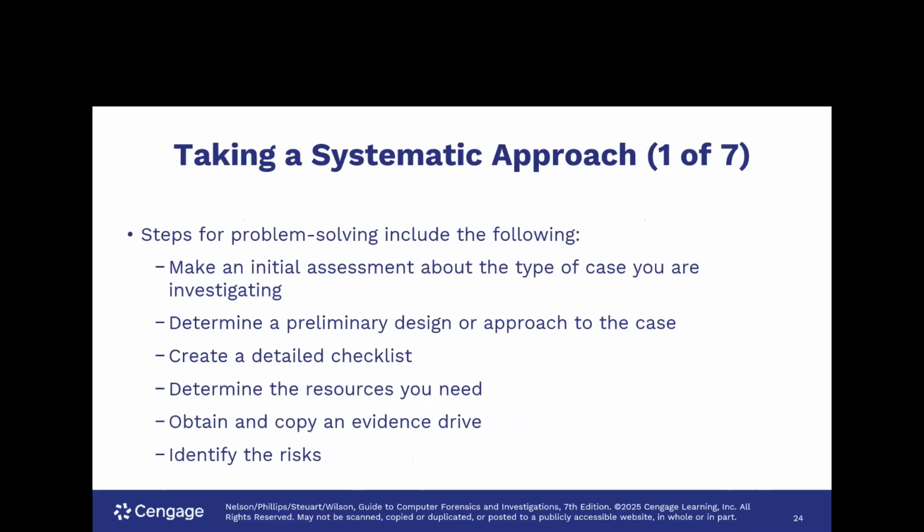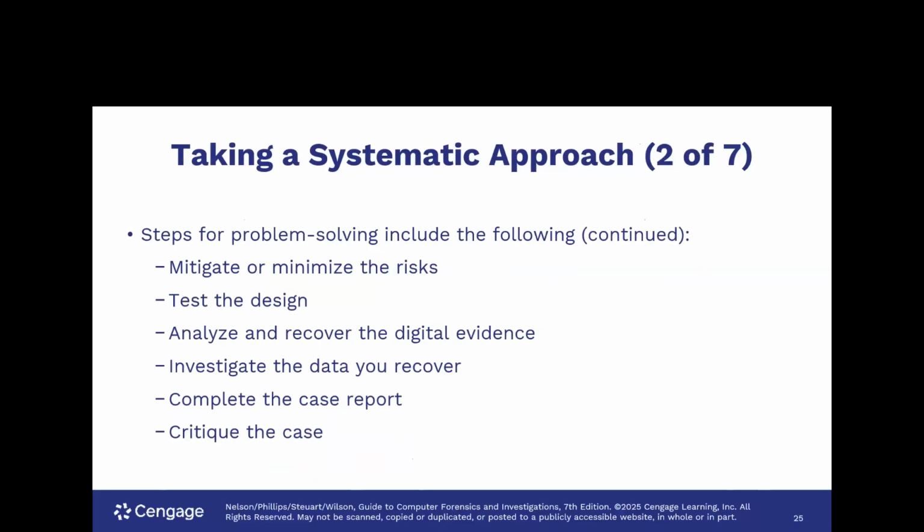Now, a good investigation follows a plan. We begin by assessing the case, determining our approach, creating a checklist, identifying the resources, obtaining the evidence, and identifying risks. Then we work to reduce those risks, test our approach, analyze the evidence, complete the report, and critique the case. So it's very important to work systematically rather than randomly. Follow these steps of taking a systematic approach into your investigation.